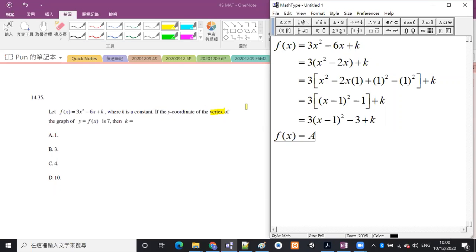of a times x minus h squared plus k. Can you see this in this form?